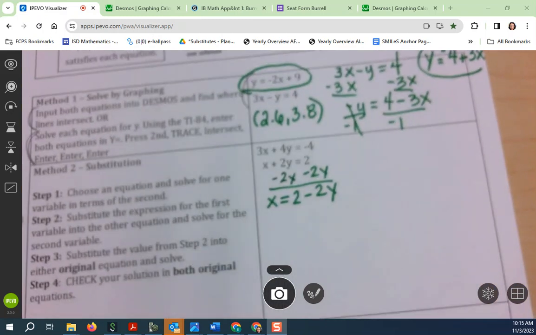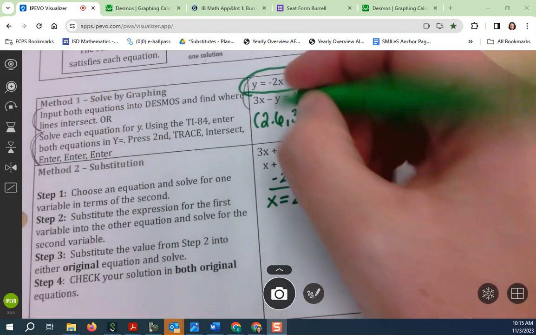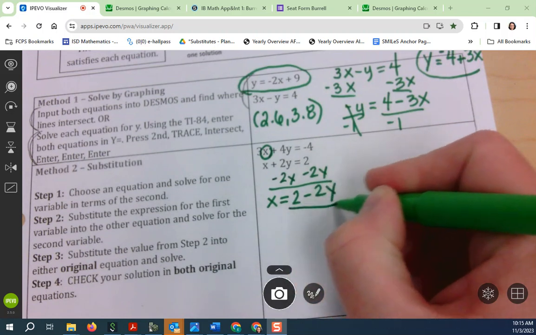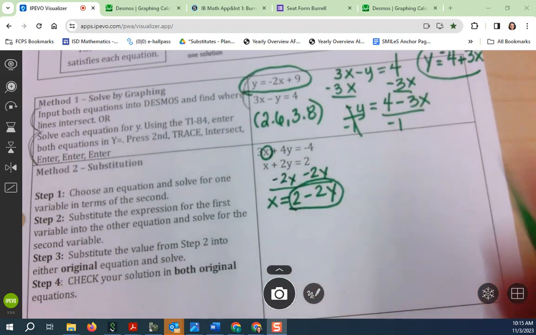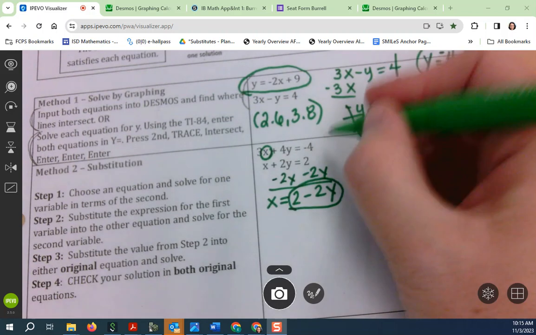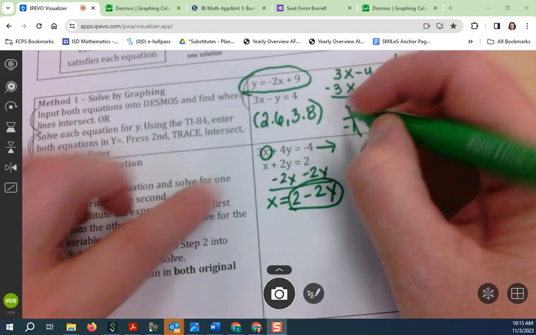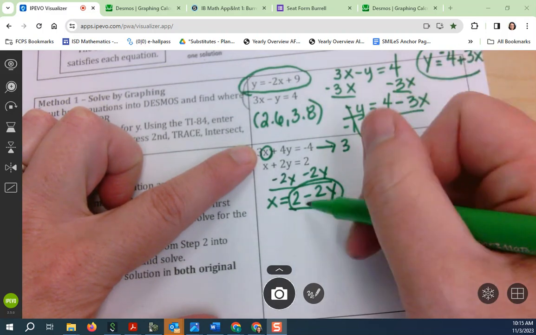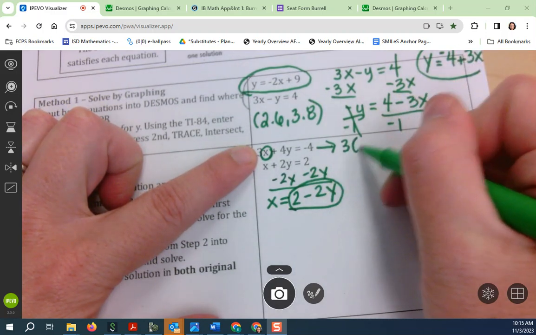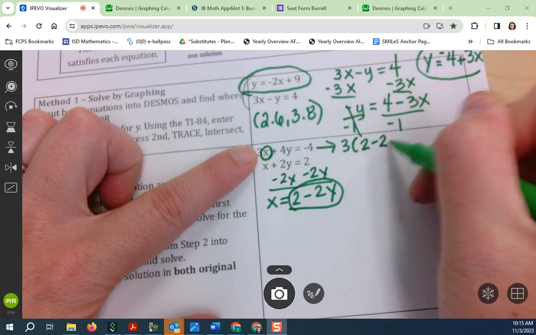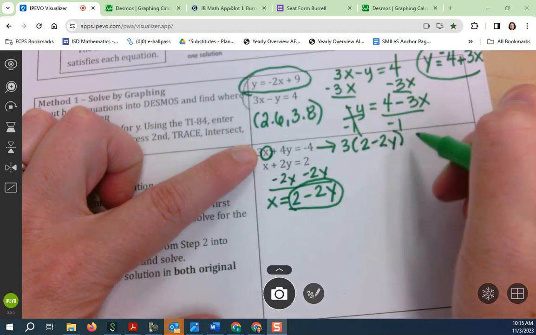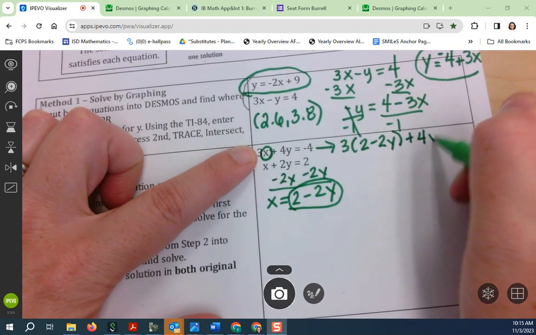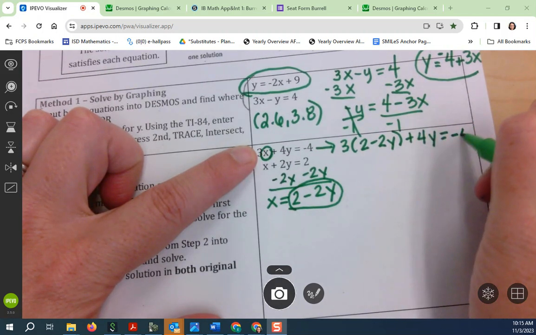All right, then you are going to replace the x in the other equation with what x equals, the 2 minus 2y. So I'm going to rewrite my first equation, starting with the 3. Instead of the x, I put what the x equals, 2 minus 2y. And then I continue writing the rest of the equation, plus 4y equals negative 4.